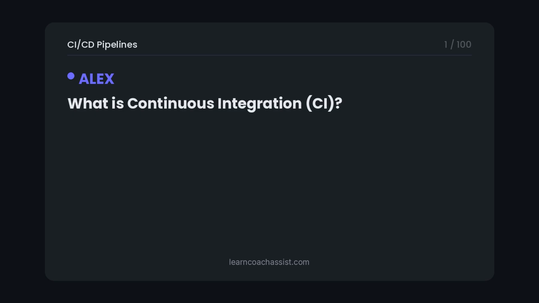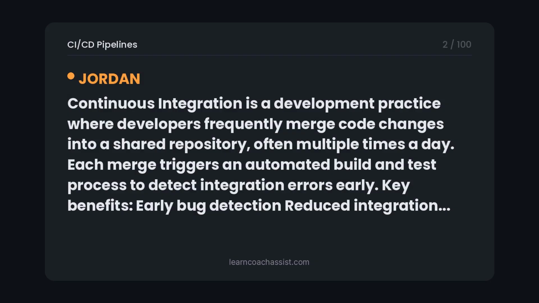What is continuous integration, CI? Continuous integration is a development practice where developers frequently merge code changes into a shared repository, often multiple times a day. Each merge triggers an automated build and test process to detect integration errors early. Key benefits: early bug detection, reduced integration conflicts, faster feedback loops, consistent build process.